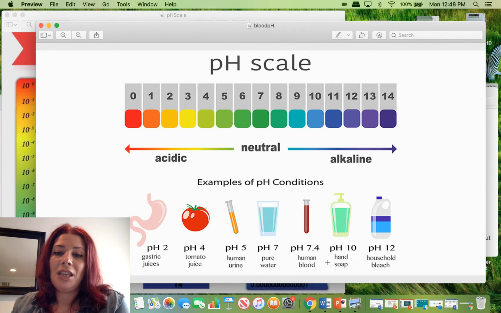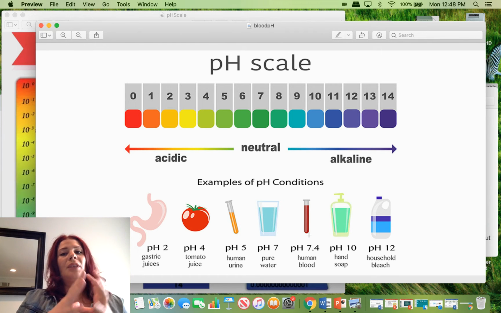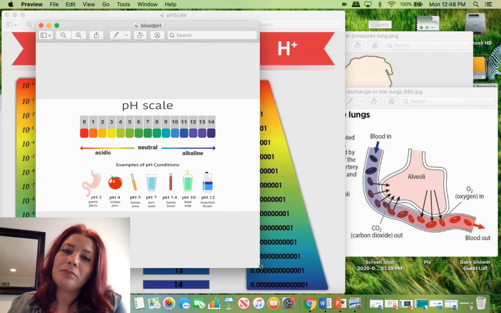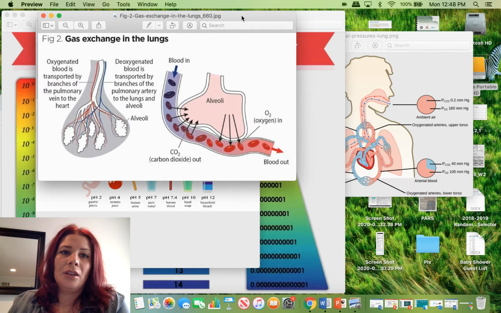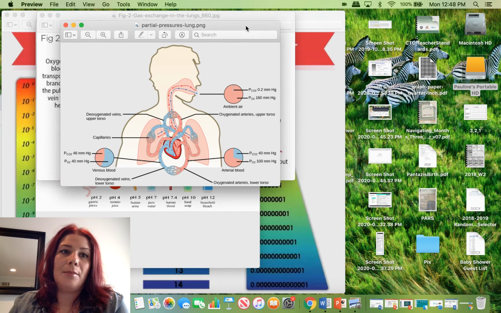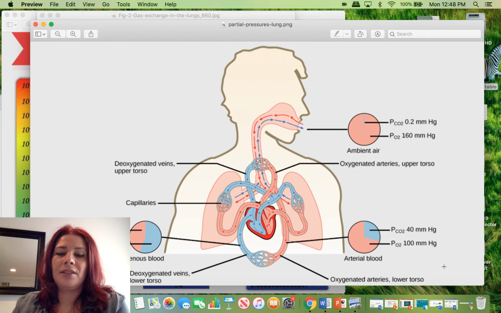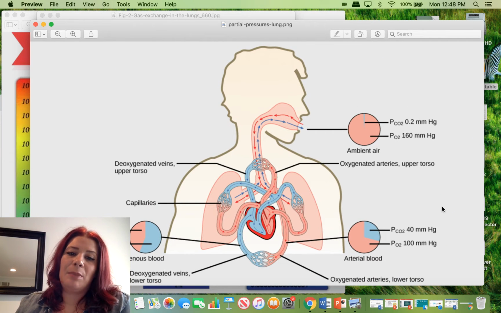If this changes, that's not good in either way. If we get this to be moving towards neutral, that's not good. If it becomes too alkaline or too basic, that's not good as well. So what happens is your amazing and wonderful circulatory and respiratory systems work together to get this pathway through.